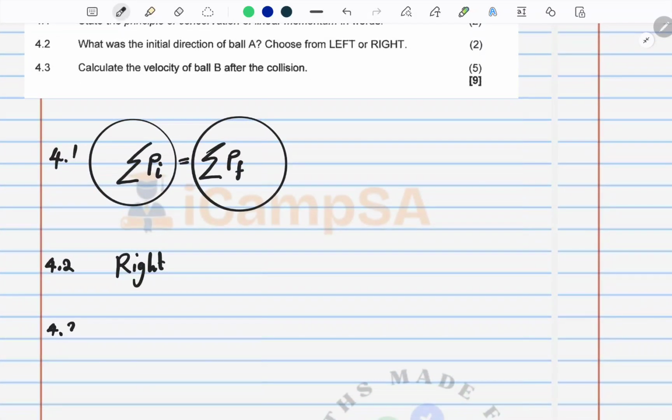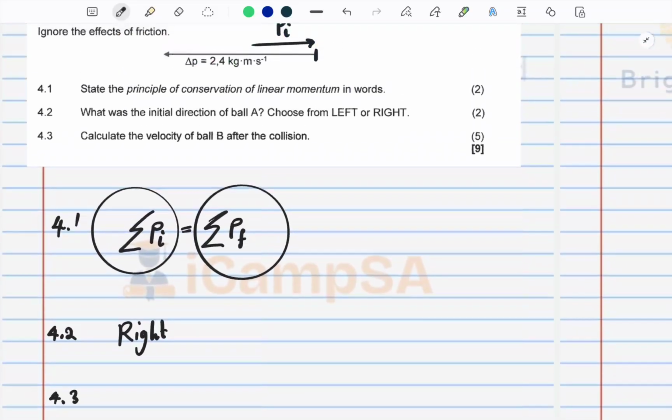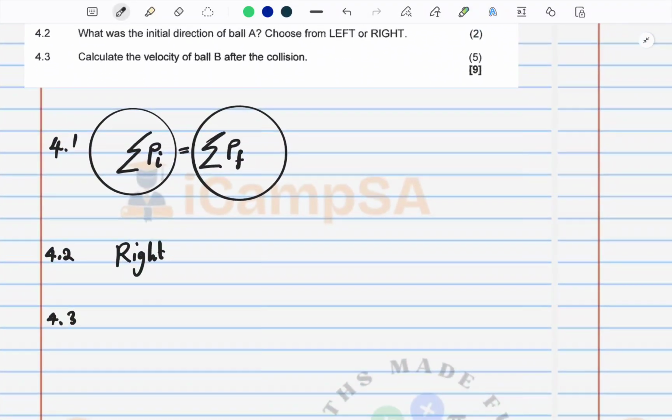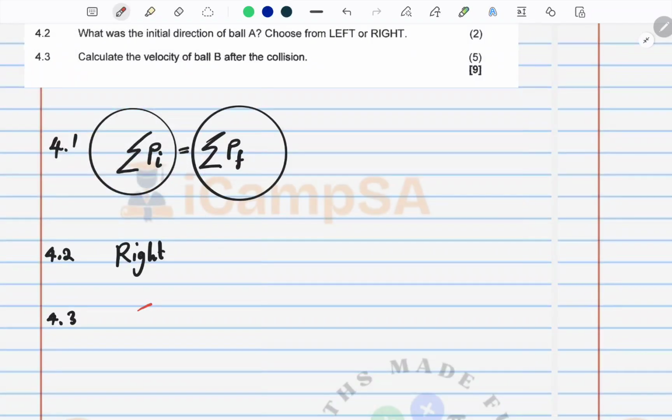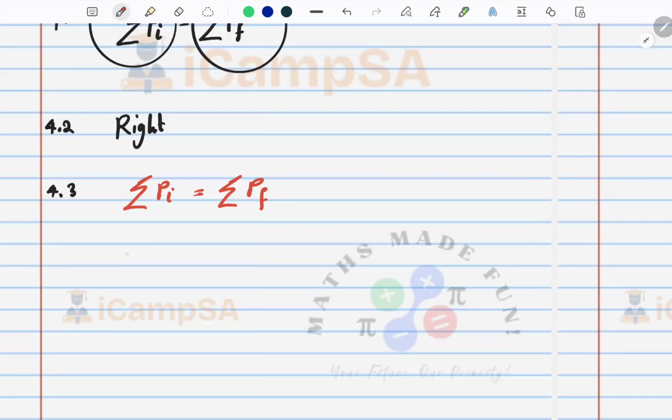Then 4.3, they're asking us to calculate the velocity of ball B after collision. So what are we going to do here? We're going to use this formula that I just gave you at the top. We're just going to say PI should be equal to PF. This means the momentum for ball A plus the momentum for ball B, which is your initial momentum, should be equal to your momentum for ball A plus your momentum for ball B again, which is your final.